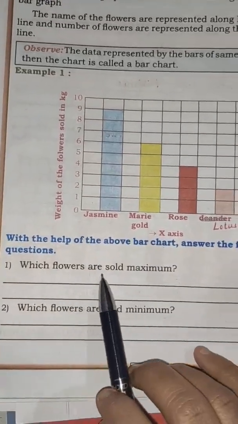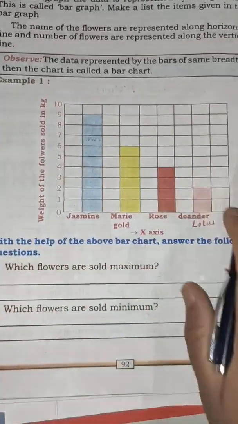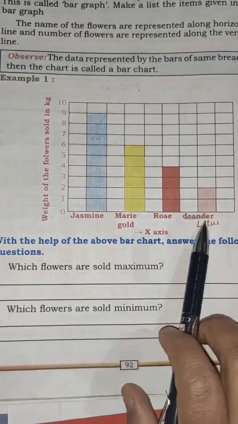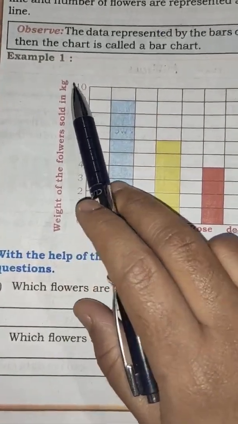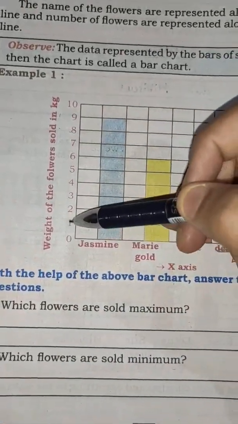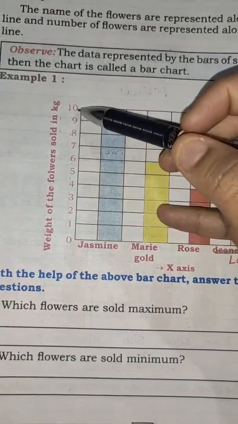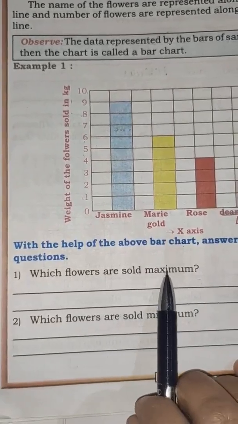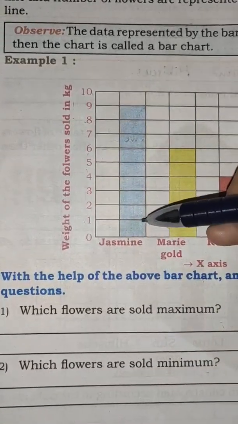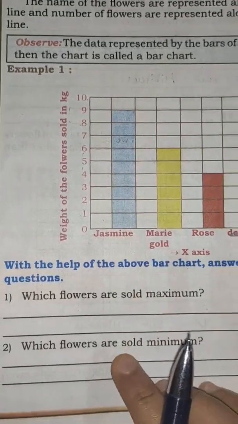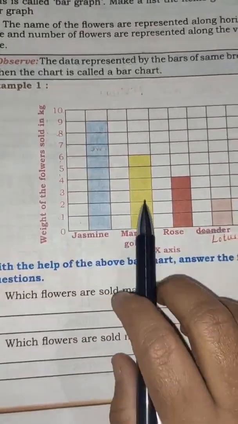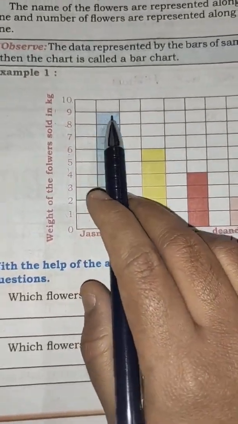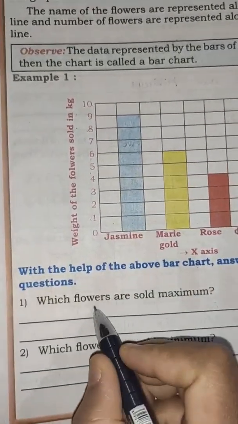Okay, so which flowers are sold maximum? You just observe this graph. Here are the types of flowers. Here is the weight of the flowers sold in kg. Here it is the weight, here the flowers. So which flower is sold maximum? Here you can see the bars. Which is the highest one here? Yes, jasmine. Here you can see up to here means 9. So we'll write here jasmine.